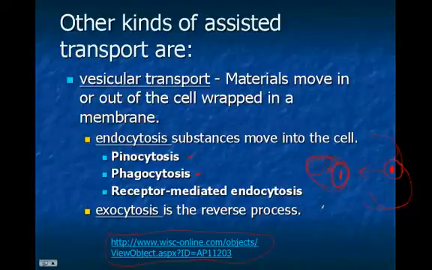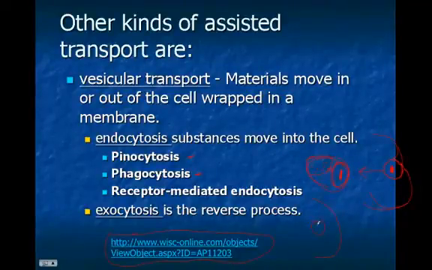And then exocytosis is just the reverse process. Exocytosis is where we're literally expelling things from the cell. We kind of already talked about this when we talked about secreting things from the cell, like secreting insulin. In this process, the cell is going to do just the opposite. Here our cell is going to get rid of something. So we have a vesicle here.